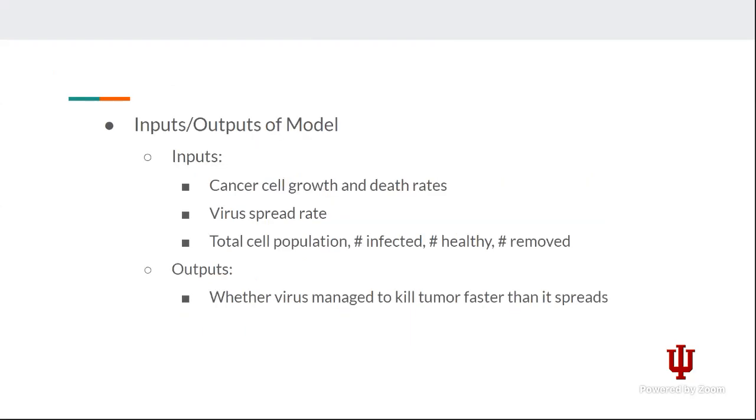For my model, the inputs I would use are the cancer cell growth and death rates, and then the virus spread rate. If the virus spreads faster, it kills cancer cells faster. I'd also use the total cell population and the numbers of infected, healthy, and removed cells. For the output, I wasn't entirely sure what it would look like, but ultimately you just want to see whether the virus is managing to spread far enough to kill the tumor that you're going after.